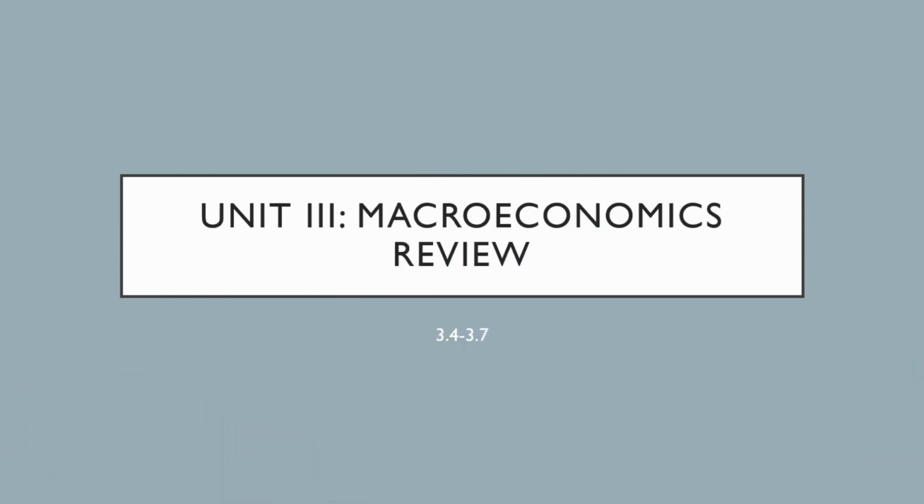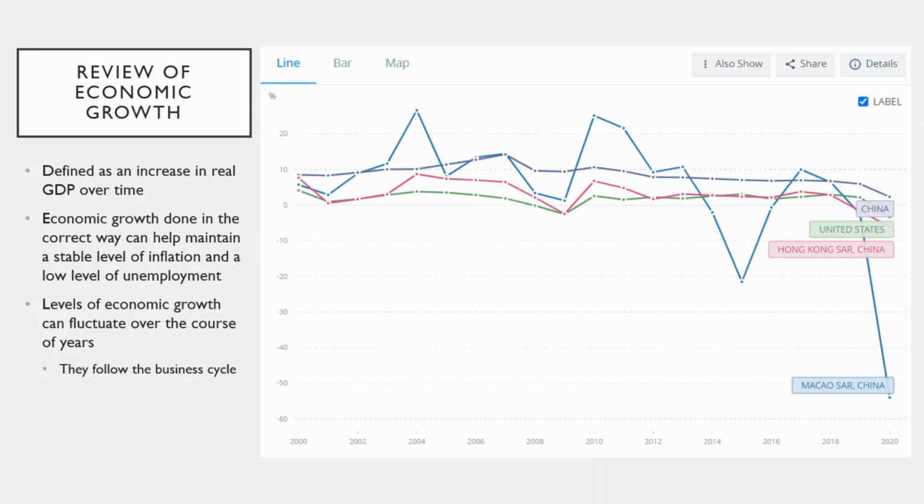All right, we talked about this last time. Let's talk about economic goals. Economic growth is defined as an increase in real GDP over time. It could be GNI. We're going to learn the formula in a second for what economic growth is. It's comparing from year to year.